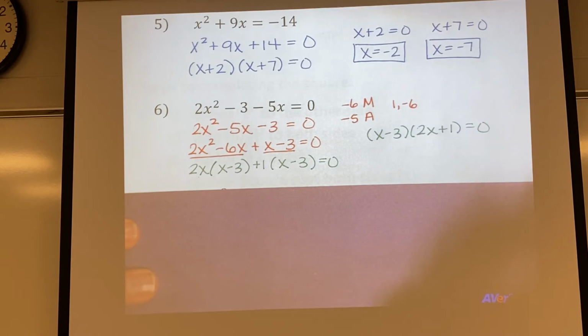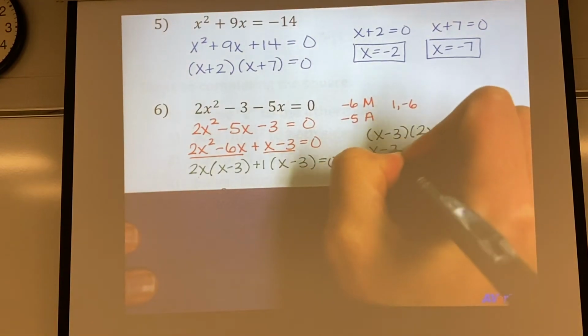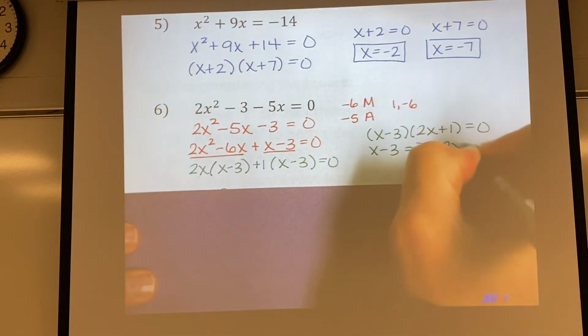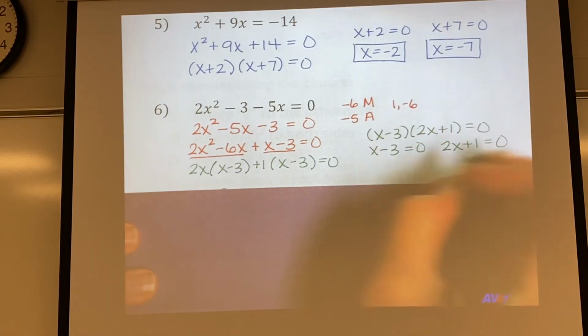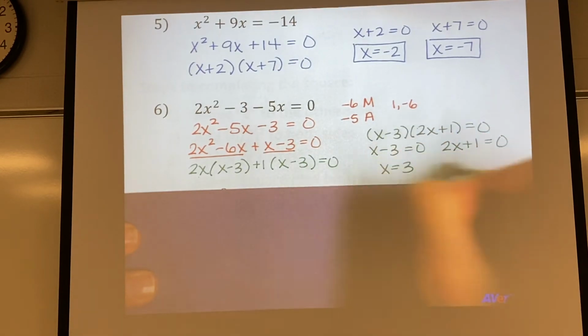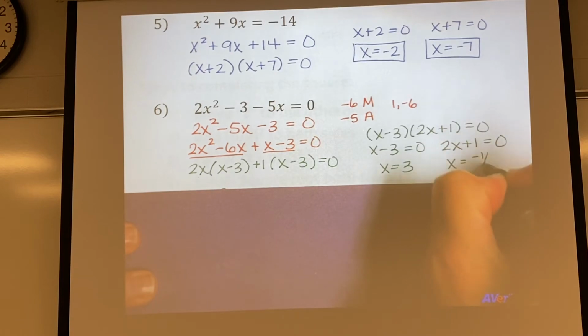Set both of those equal to 0 and solve. So we end up with x equals 3 and x equals negative 1/2.